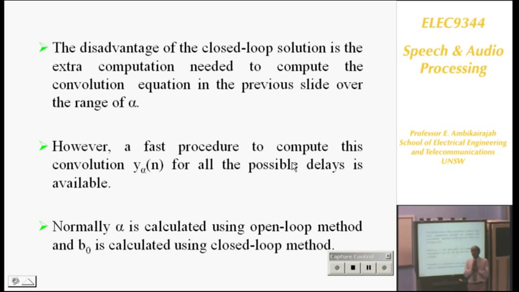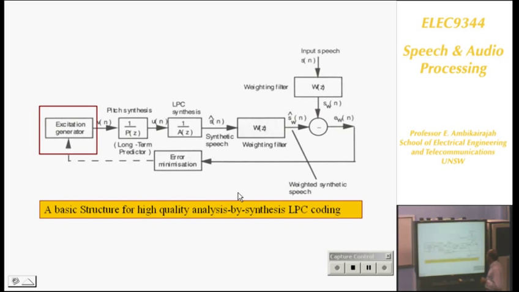As I said to you, people found B naught must be calculated using the closed loop equation. However, alpha, which is the pitch period, can be calculated using the open loop method. It's a lot faster, and calculating alpha using open loop and closed loop does not give you that much of a difference. Alpha is the pitch period, which has to be accurate whichever method you use, whereas B naught is the amplitude of the actual pitch pulses, and that is going to depend on the method. So basically, to achieve high quality analysis by synthesis LPC coding, the basic structure is this structure.